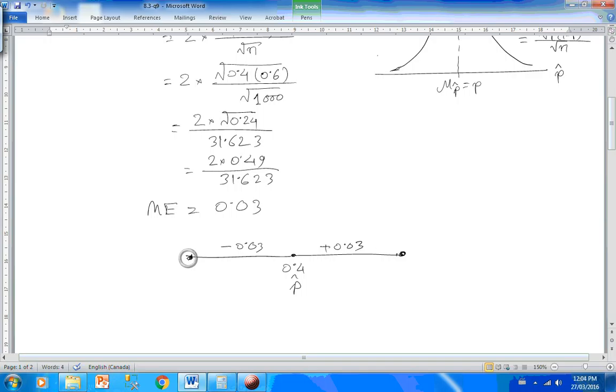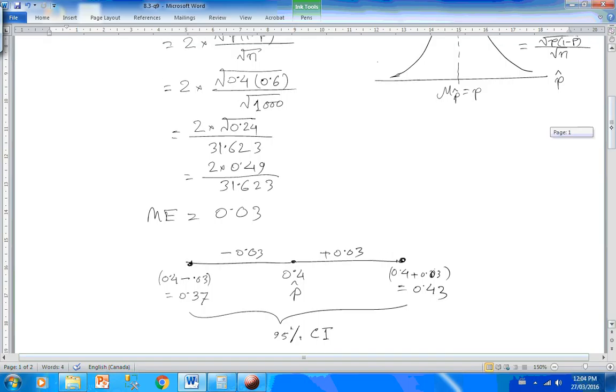And the lower bound of this interval is of course 0.4 minus 0.03, which is 0.37, and the upper bound's value is 0.4 plus 0.03, being equal to 0.43. That is my 95% confidence interval, i.e. there is a 95% chance that the true population proportion lies somewhere between 0.37 and 0.43.